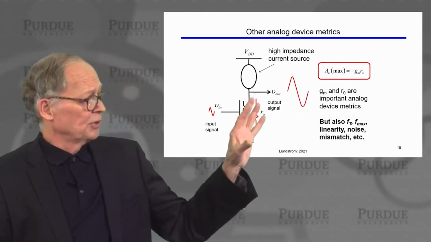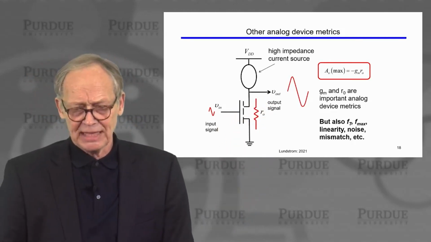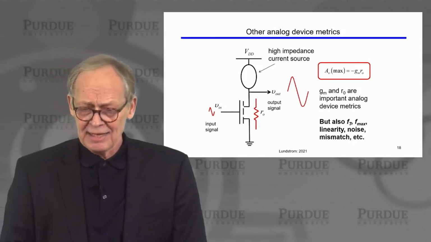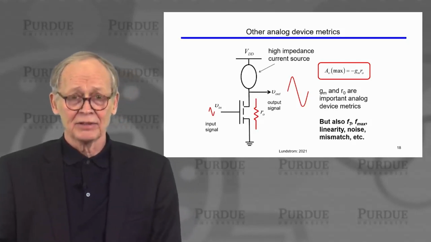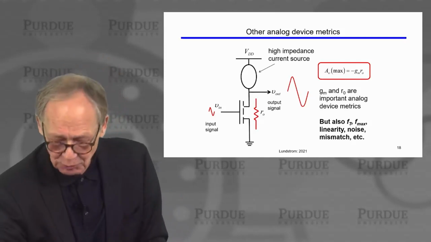So there are other important device metrics for analog operations, not just transconductance and output resistance and their product, the self-gain, but there are other parameters as well. We won't be delving into those in this course. We'll primarily be focused on transconductance and output resistance.